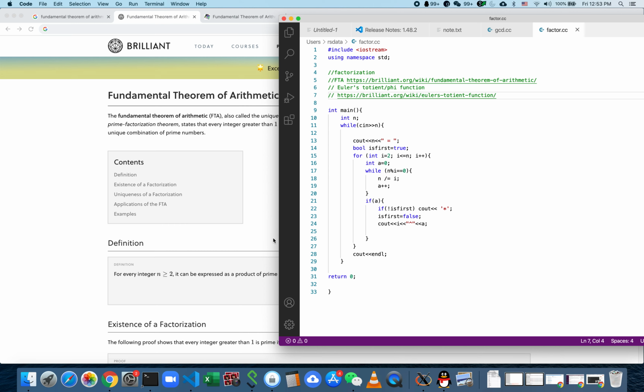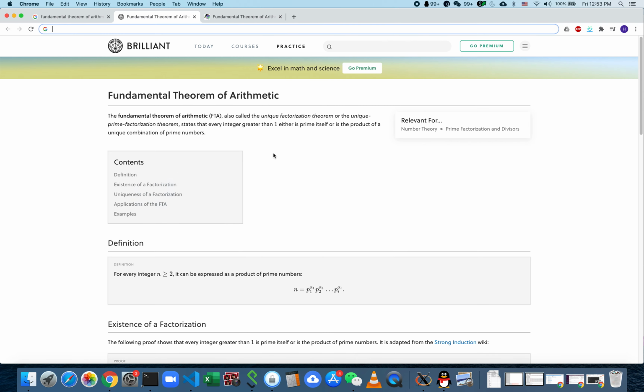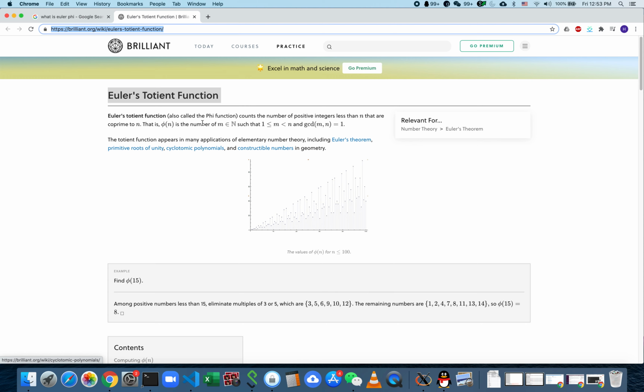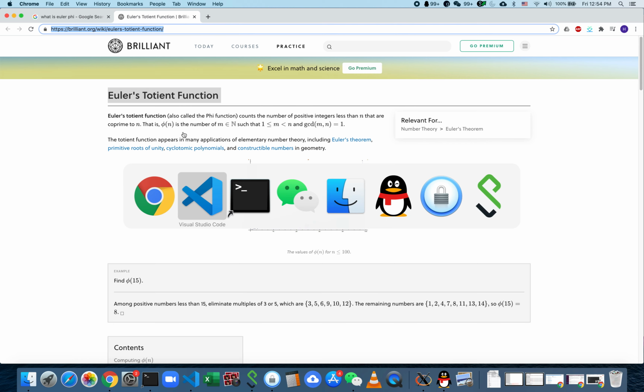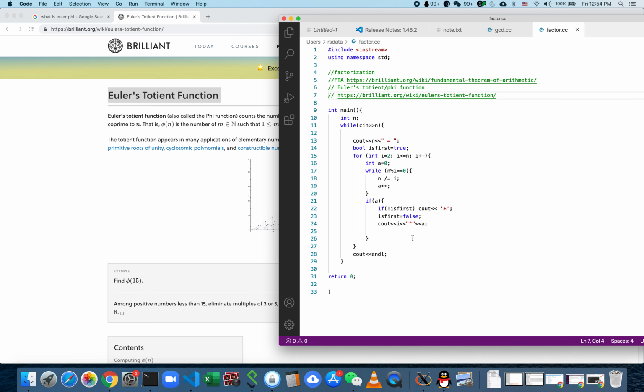So this can also be used to get the number of factors of a number. Also, it can be used to count how many numbers are co-prime with n, which is related to Euler's totient function, also called Euler's phi function. It's described here. The phi function counts the number of positive integers less than n that are co-prime to n. So this is a code that can give us that information.